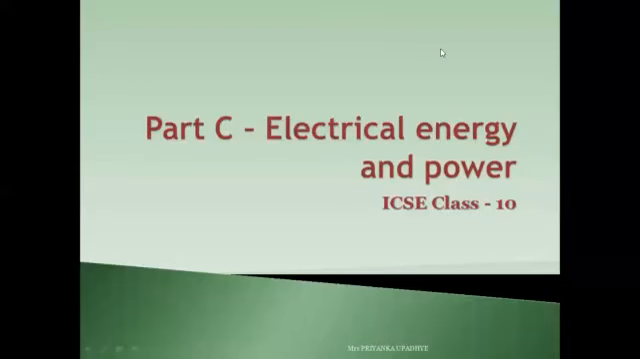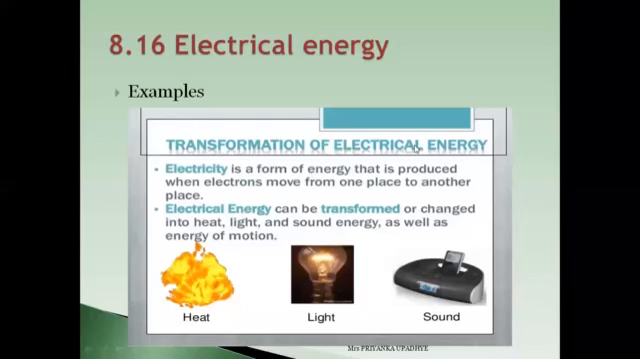Hello children. Today in this video we will discuss part C from chapter 8, that is electrical energy and power. First we will discuss what is electrical energy. We already know what electrical energy is. Electricity is a form of energy that is produced when charges move from one place to another.